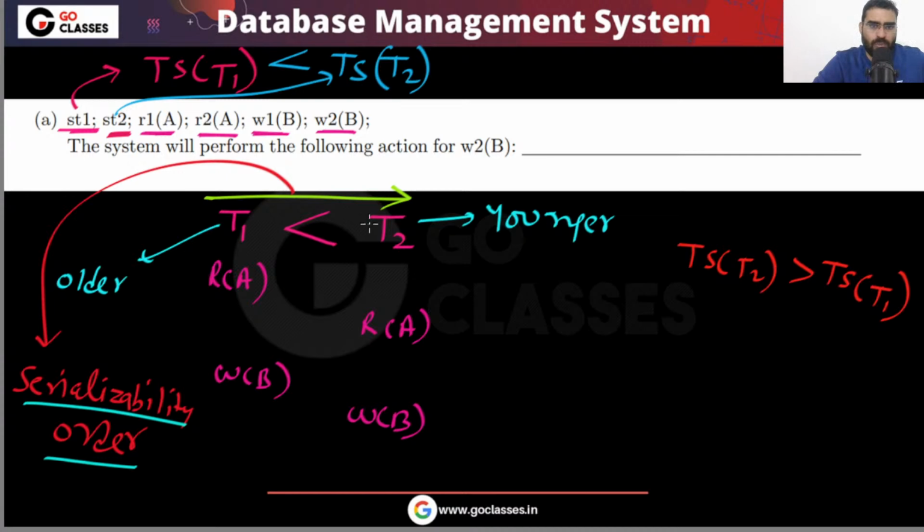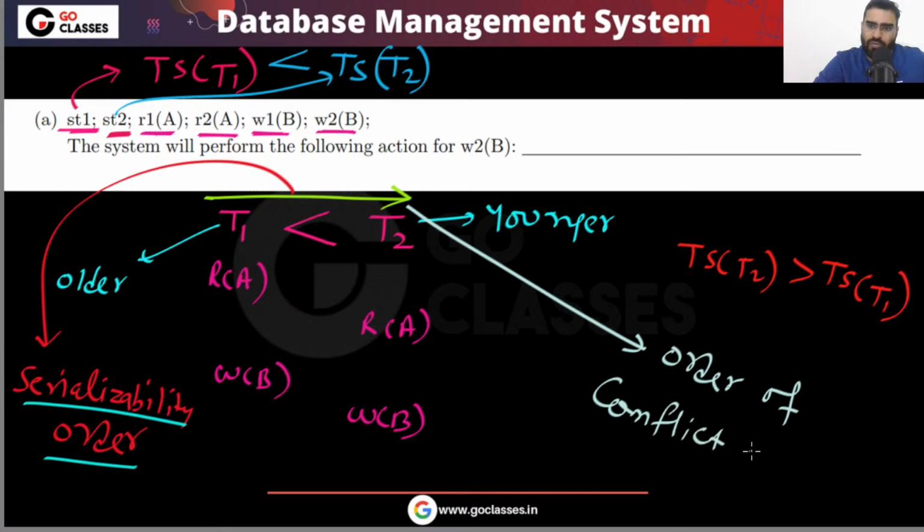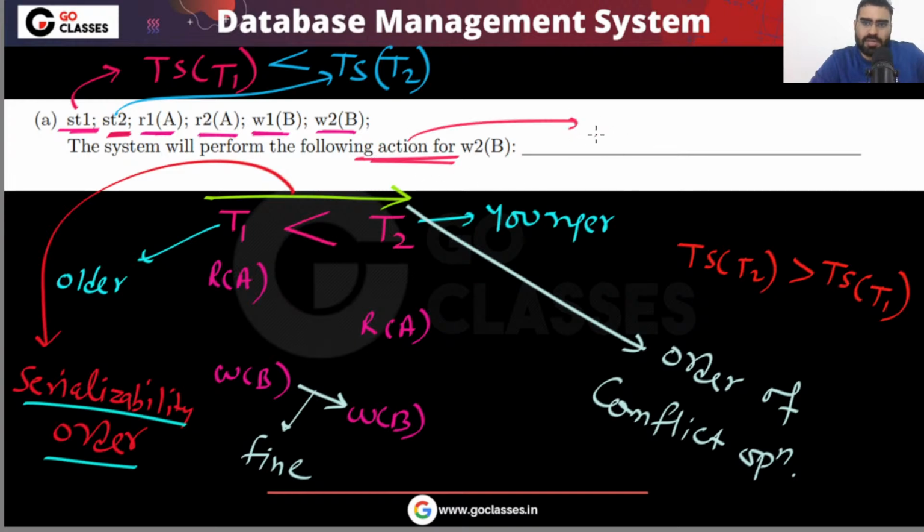This is the order of conflict operations. Look at this order. This should be the order of conflict operations, and yes, it is, since this is a conflict operation. So this is fine, there is no problem. So finally this will be allowed. What action will be taken for W2? This operation will be allowed by the timestamp protocol because there is no problem.